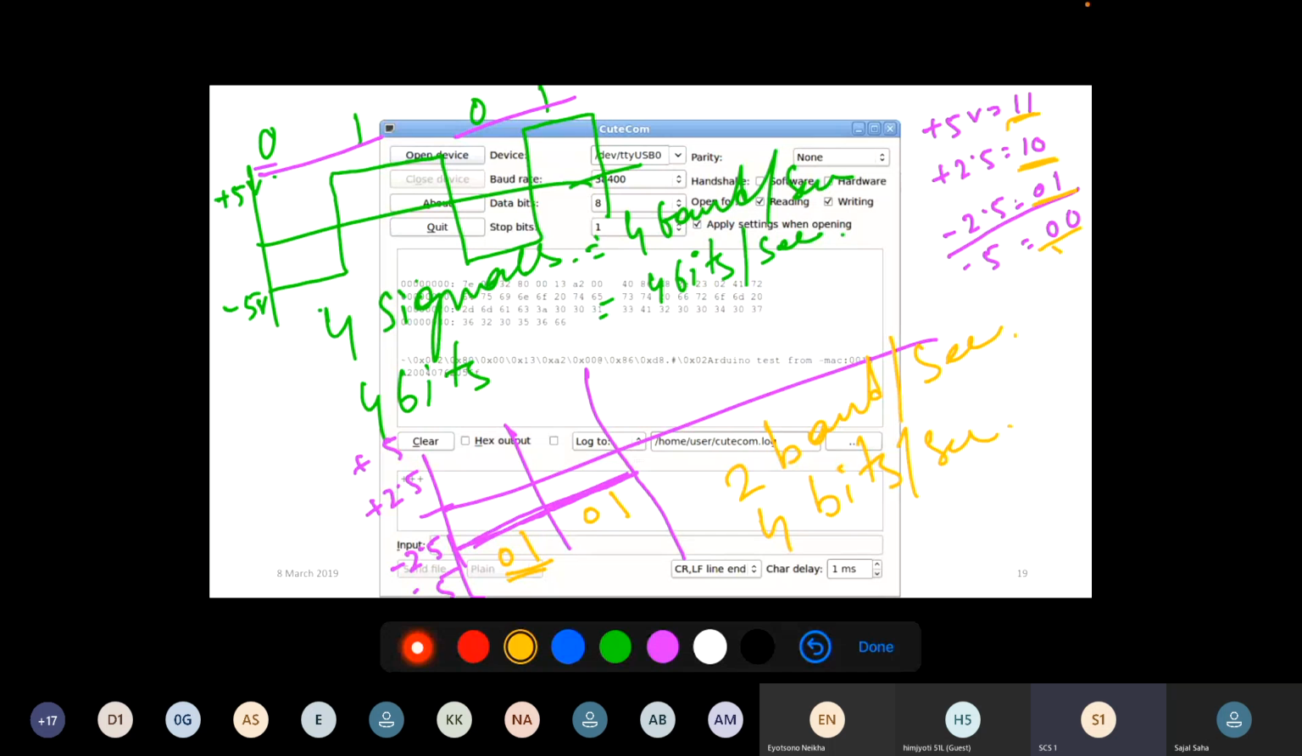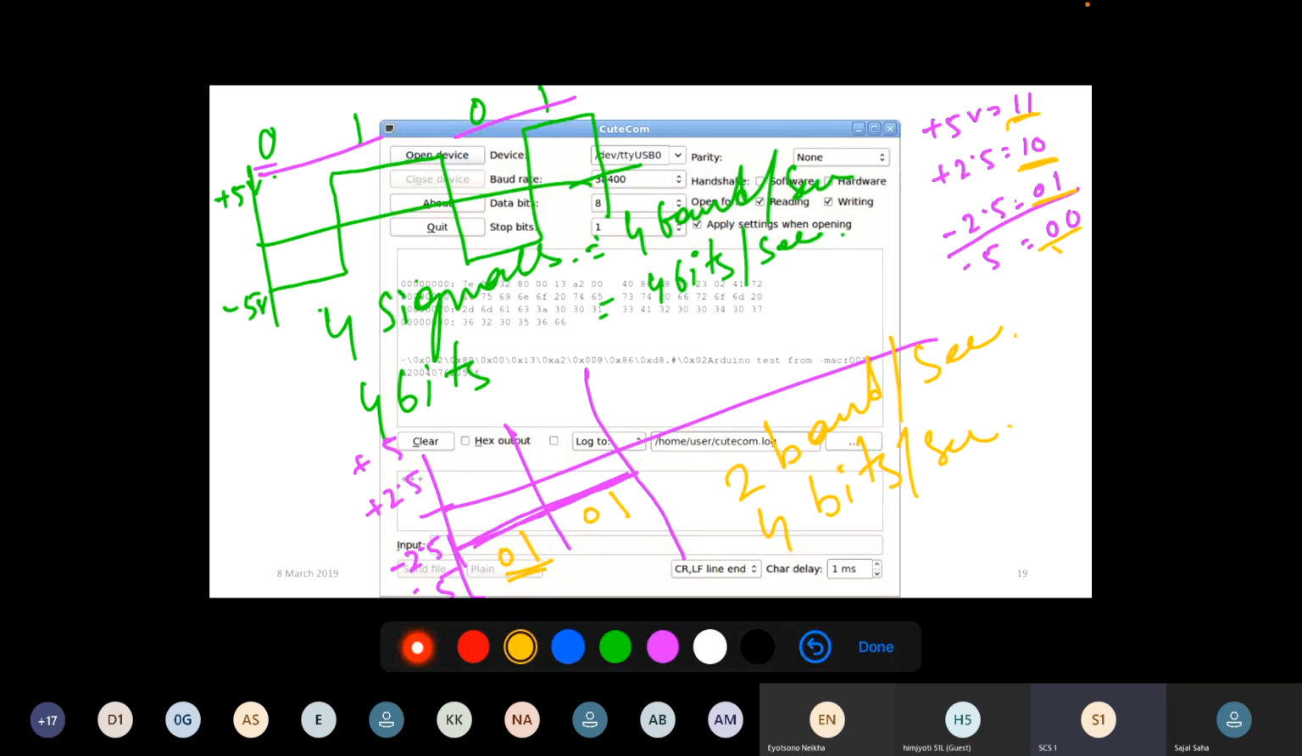So 4 voltage levels are being used, right? Now, to represent 3 bits with one signal, how many voltage levels will be required? Sir, 8. 8. Very good. That means I have to divide this from plus 5 to minus 5. I have to take 8 different voltage levels, right?